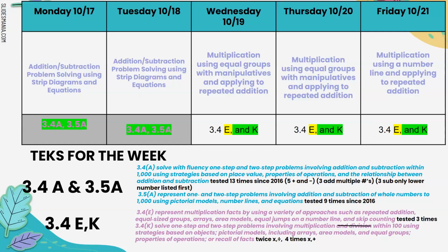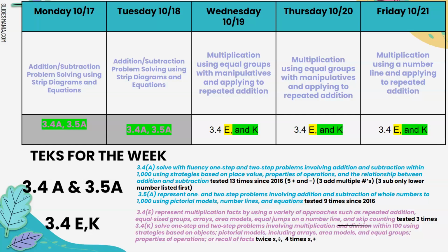So we've been talking about 3.4A, solve with fluency one and two step problems involving addition and subtraction within 1,000 using strategies and the relationship between addition and subtraction. And we've talked about how that's been tested 13 times since 2016, 5 that were addition and subtraction, 3 where you had to add multiple numbers, and 3 where you subtracted only and the lower number was listed first. So we've talked about that in previous videos.